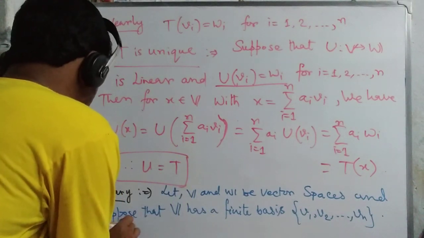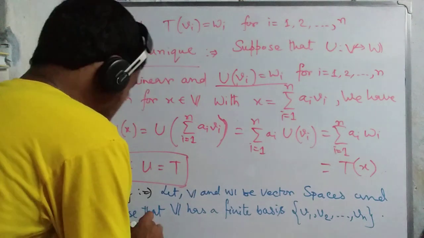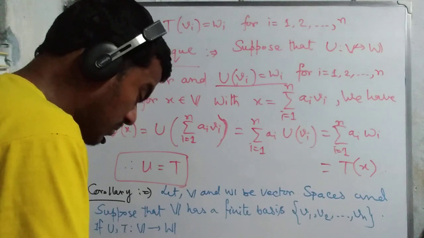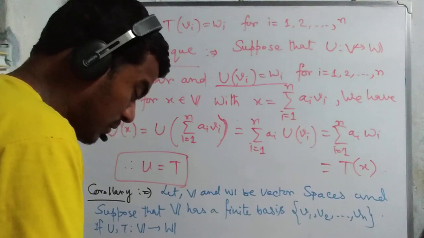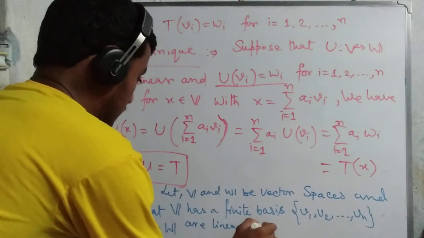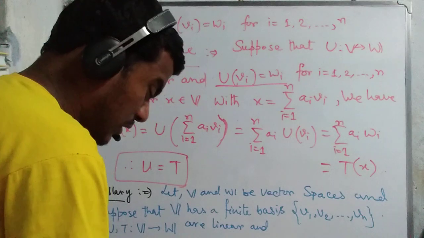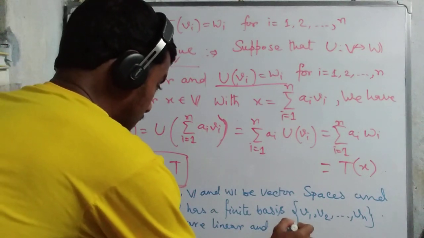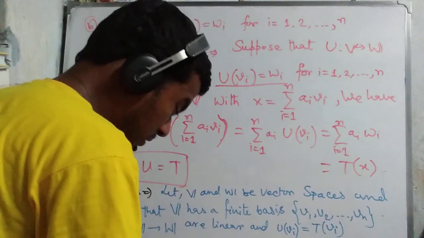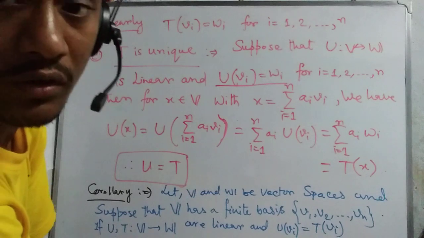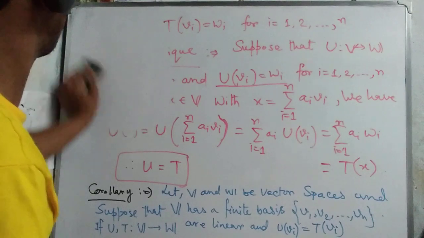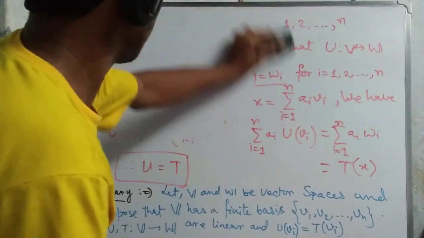And if U, T from V to W are linear and U of vi equals T of vi for i equal to 1 to n, understood? We erase this portion and go to further discussion of that.